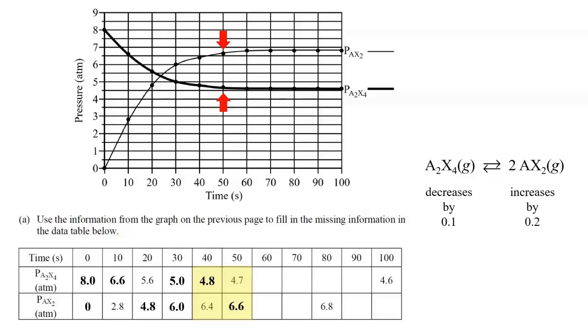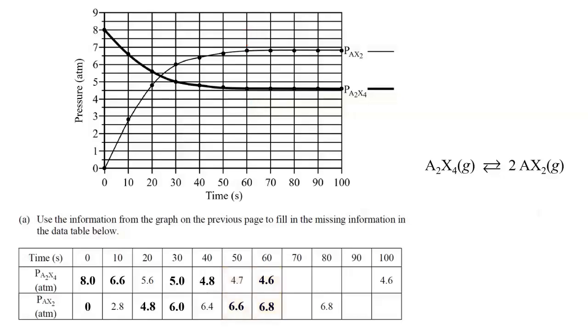Now, moving on to 60 seconds. The pressure of the reactant A2X4 is just above 4.5 atmospheres, let's say 4.6 atmospheres. And if we focus on the change, that is a decrease in that 10-second interval of 0.1 atmospheres. We expect the pressure of the product to increase by twice that amount, so it should go up by 0.2, and 6.6 plus 0.2 is 6.8, and we can see that from the graph.